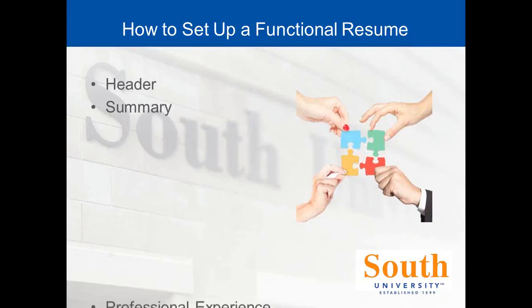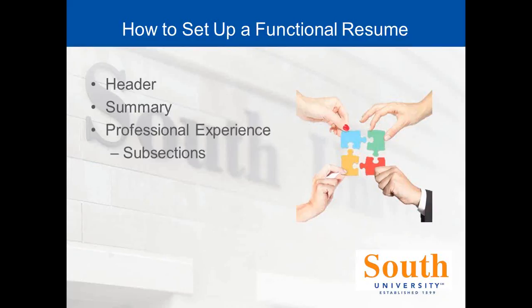Now, after the summary, the next main section is going to be your professional experience section. With this section, this is where your resume really starts to differ from a reverse chronological resume. With your professional experiences, you're going to choose 3 to 4 main categories that you are an expert in. These categories are the subsections of this section of your resume. They will have a bulleted list of your achievements underneath them.